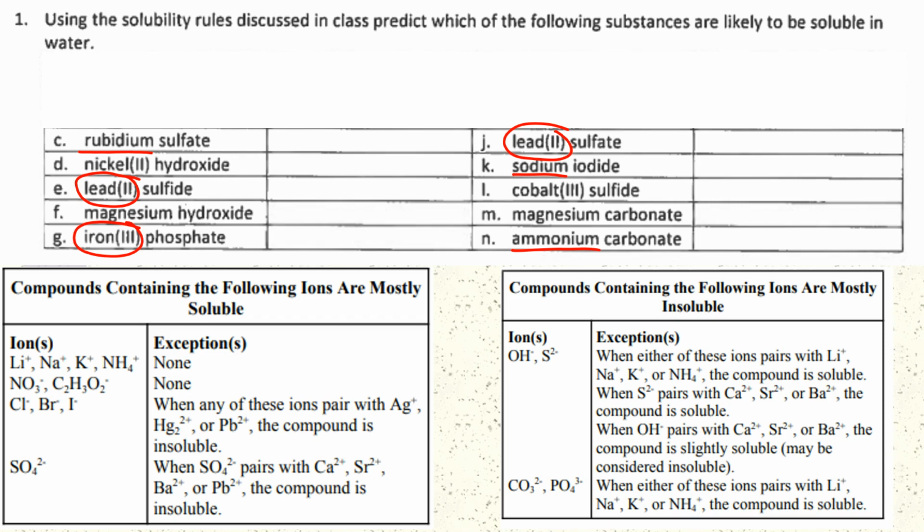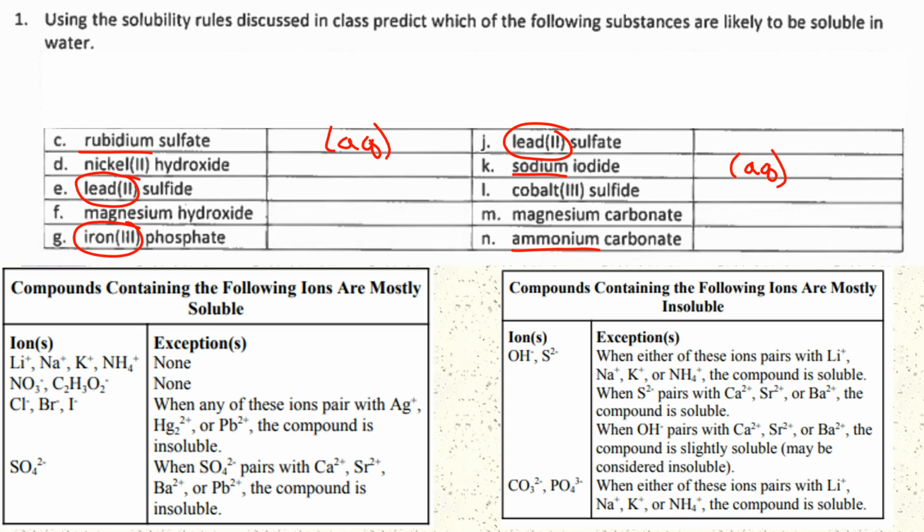What do rubidium and sodium have in common? They're both alkaline metals. They're both group 1A. So what do we know about 1A? Always aqueous. So these, I don't really have to think about whether that's soluble or insoluble, because of its location, I know it's aqueous.